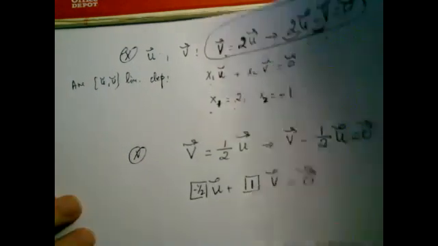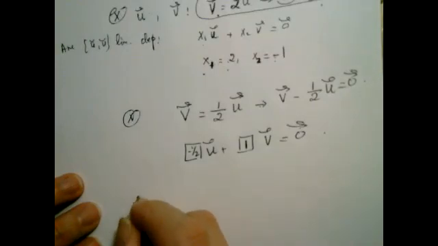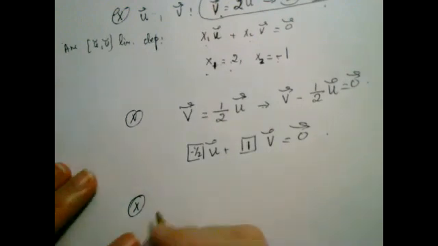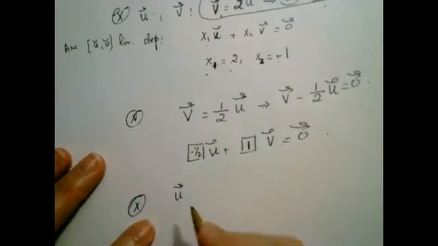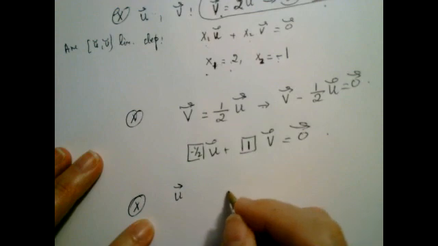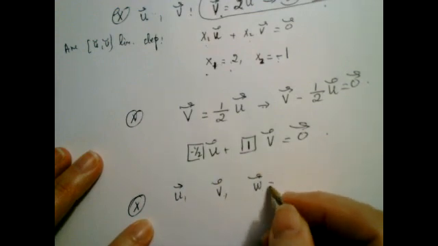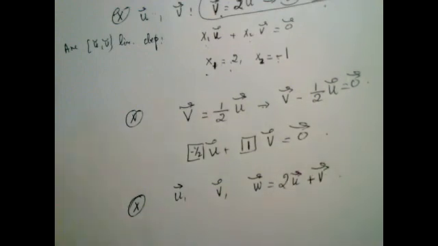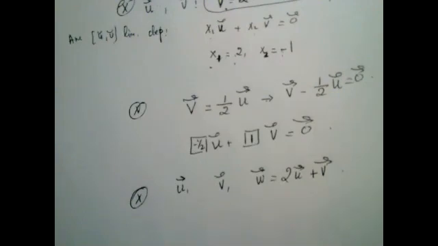Okay, another example. Now I'm going to introduce 3 vectors, u, v, w. I'm going to take u, v, and w, and I'm going to put w as 2u plus v. It's a combination of both of them, a linear combination of both of them. Are the vectors linearly dependent? Yeah, they are.